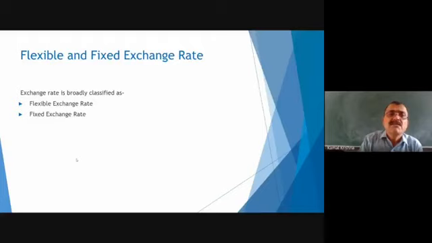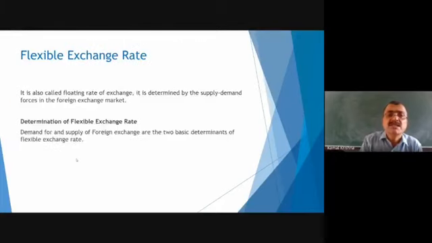Then next is the flexible and fixed exchange rate. What is flexible exchange rate, students? Flexible exchange rate is also called the floating rate of exchange. The another name of flexible exchange rate is the floating exchange rate. It is determined by the supply and demand forces of a foreign exchange market.